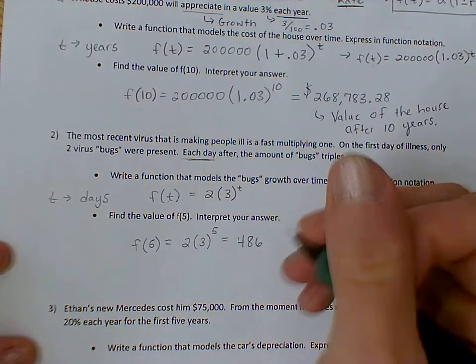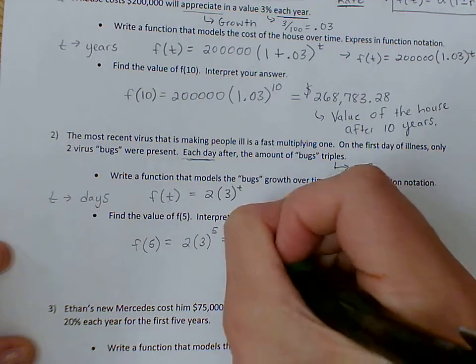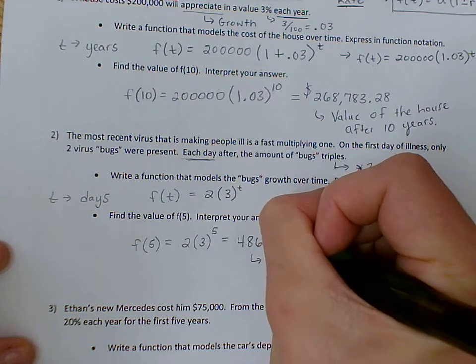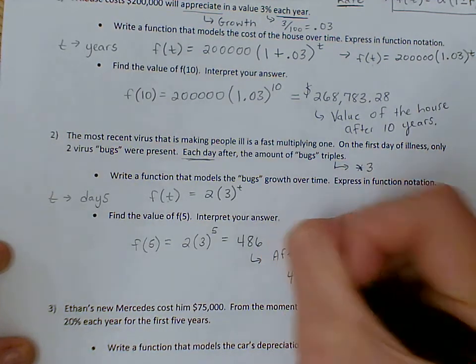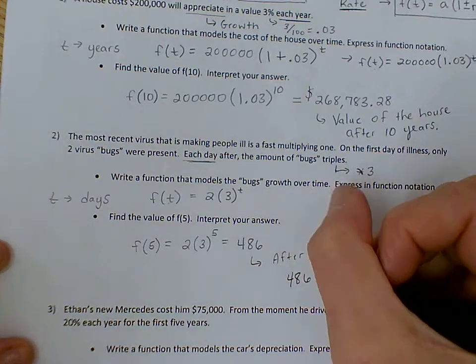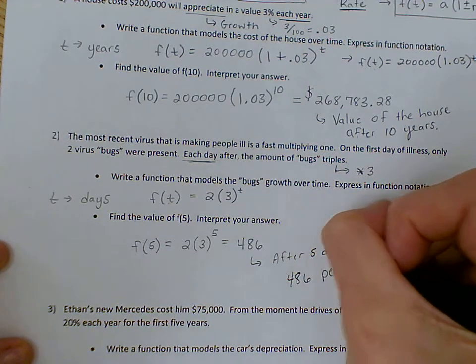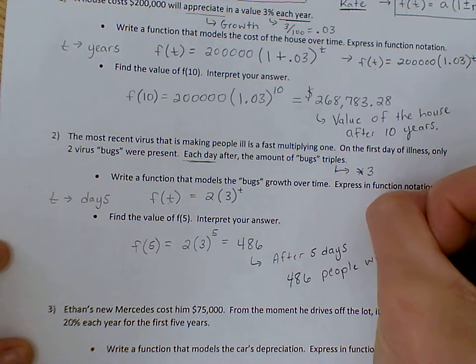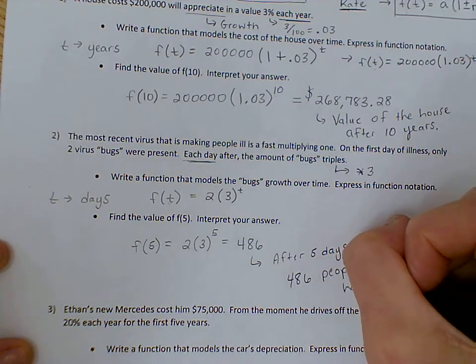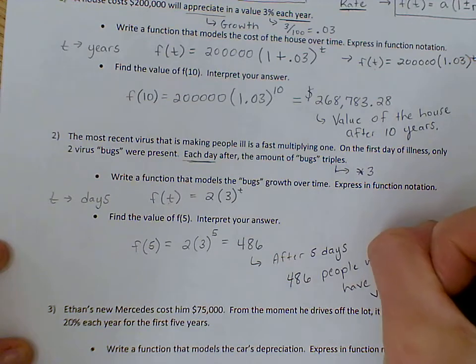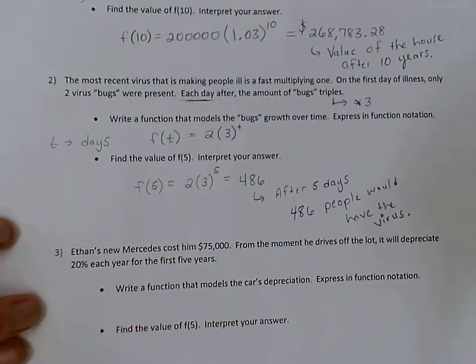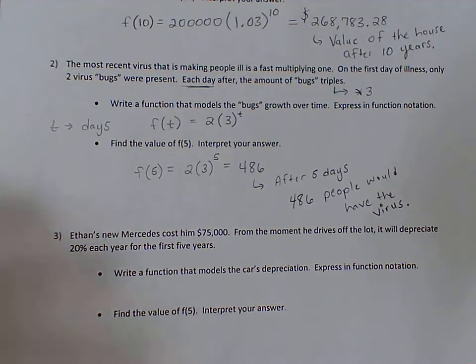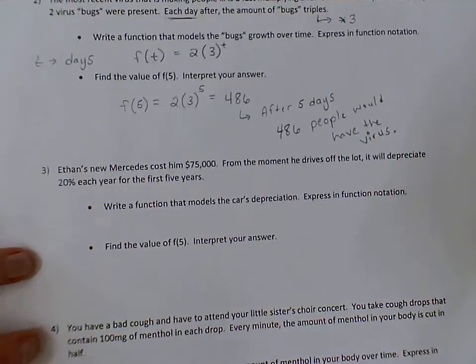So that's kind of interesting. So after 5 days, 486 people would have that bug or that virus. So this is important to know right now because this is actually how viruses are spread. They're spread exponentially, which is why it's kind of a serious thing when a lot of people start getting it. Okay, so let's do a couple more.